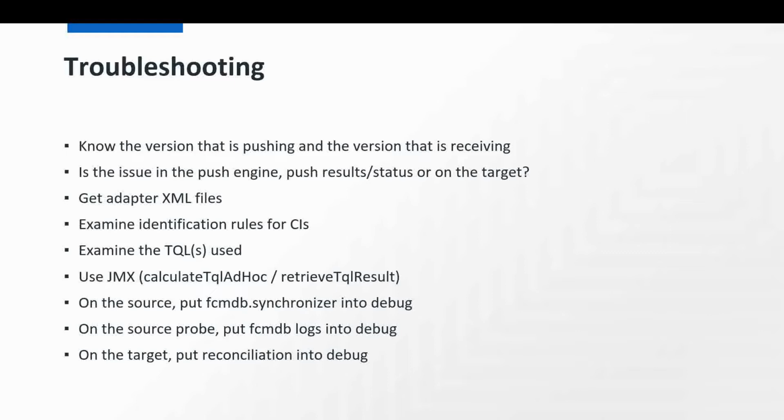On the source, you can put the FCMDB synchronizer into debug. Some debugging from the FCMDB synchronizer only takes effect with trace level debugging. On the source probe, put the FCMDB logs into debug, and then on the target, put reconciliation into debug.